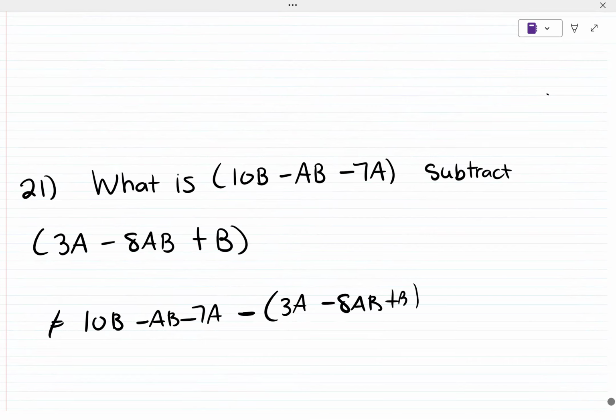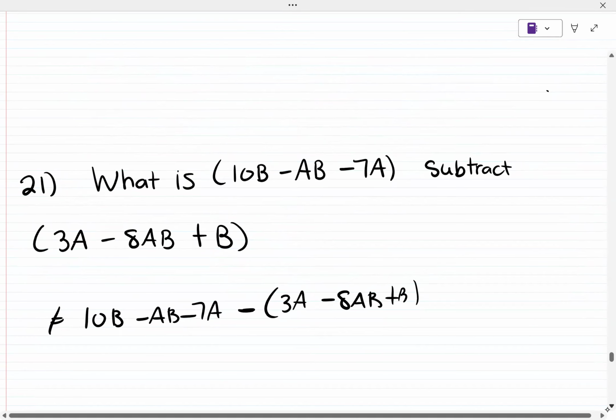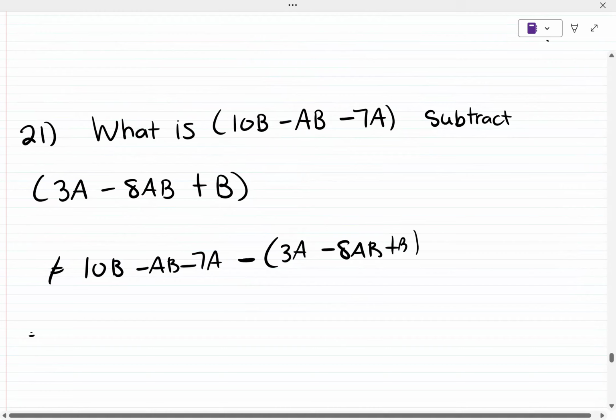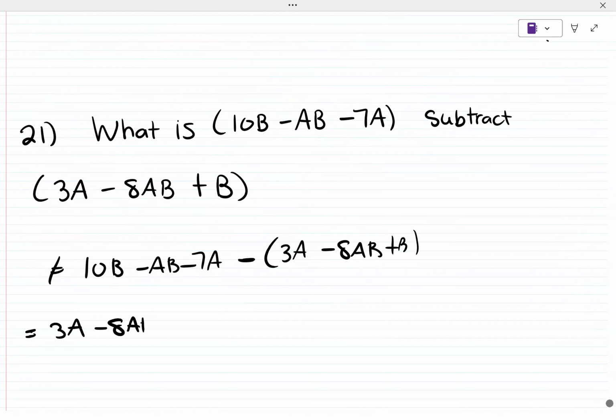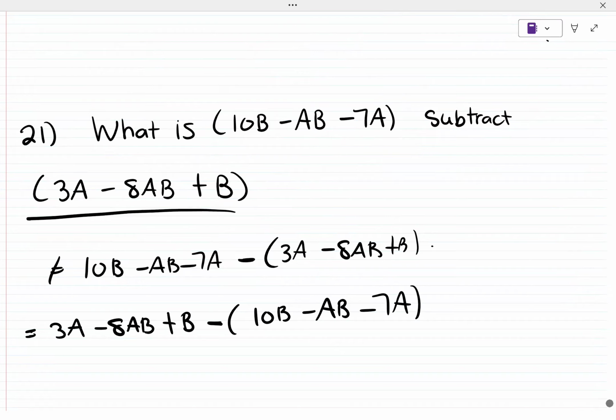What it's really saying is like the reverse. So what we're really saying is it's this: 3a minus 8ab plus b minus 10b minus ab minus 7a. That's what they're really saying. It's very tempting to write it the other way, but note that it's backwards. It's really this goes in front, minus this.